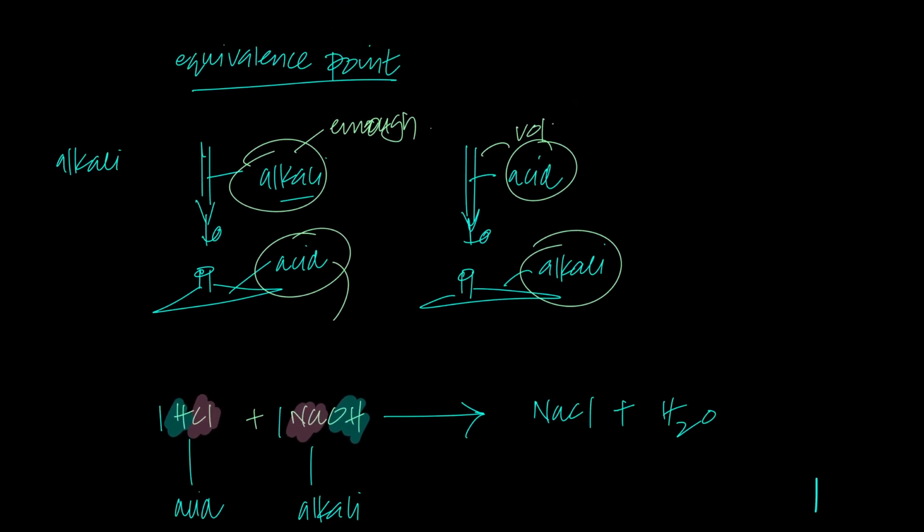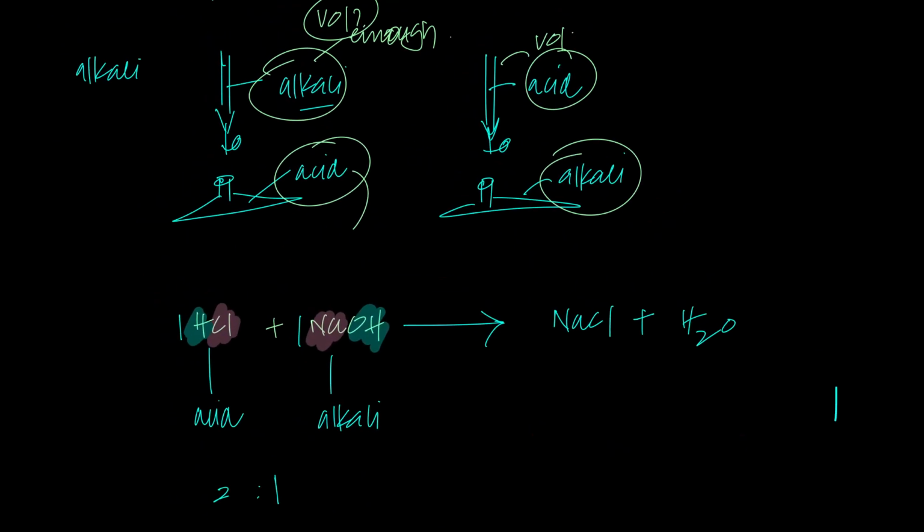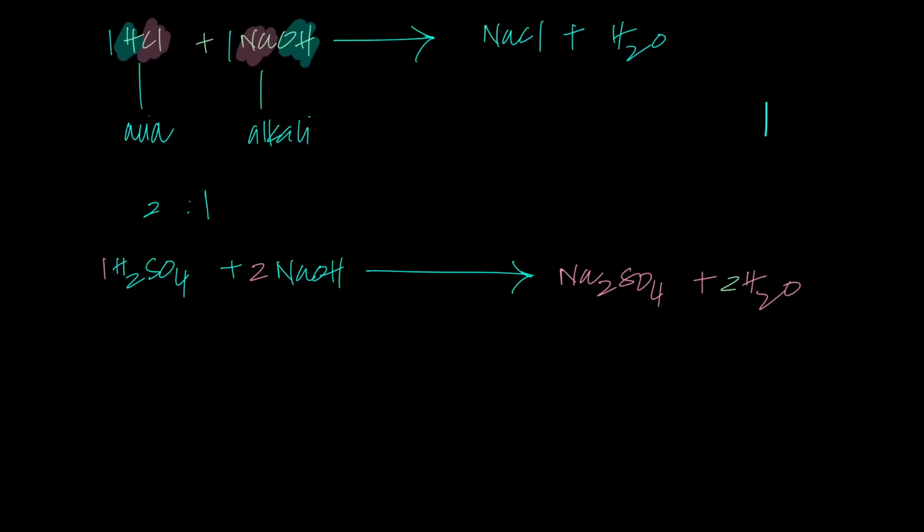It does not, please understand, it does not depend on the volume. The volume can vary. Equivalence point has to do with the moles. When is equivalence point reached? When the moles of the acid and the moles of the alkali are stoichiometrically equivalent to each other. Which means that you need to add enough volume of alkali so that it reaches the stoichiometry of 1:1.